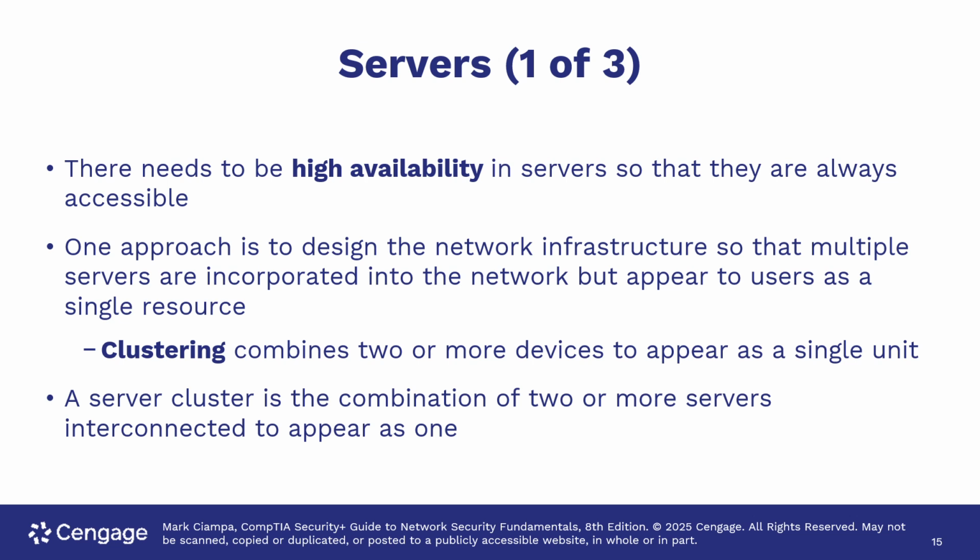So let's talk about servers. There is a need for high availability in servers so that they are always accessible. It's not something where you say, give me a few minutes, we'll bring it online. We need it now. One approach is to design the network infrastructure so that multiple servers are incorporated into the network but appear to users as a single resource. This concept is called clustering, or combining two or more devices to appear as a single unit. A server cluster is a combination of two or more servers that are interconnected to appear as one.